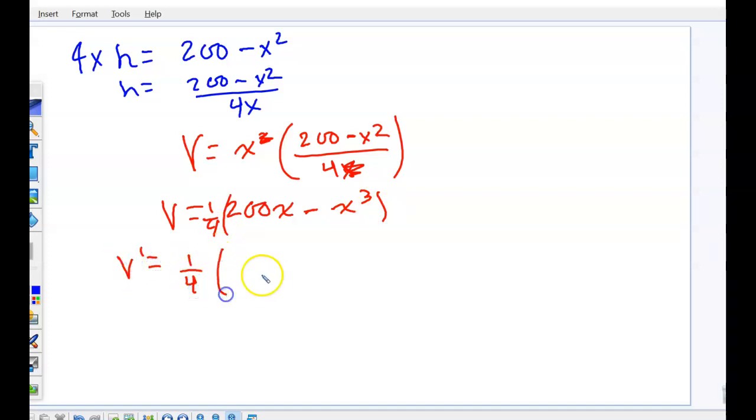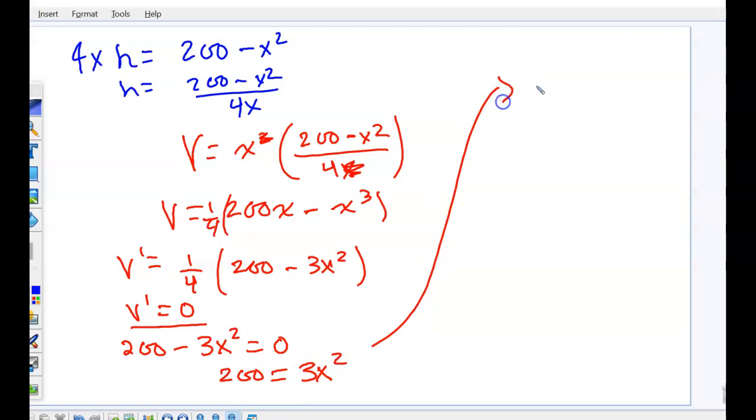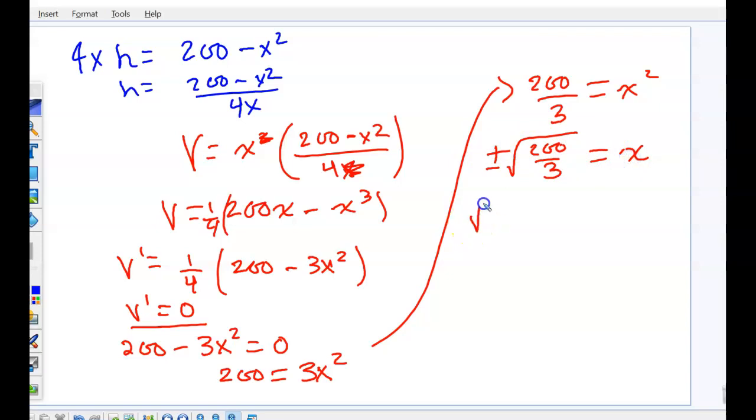Now I'm going to take the derivative, so it's going to be 1/4 times the derivative, which is 200 minus 3x squared. We want to figure out our critical numbers, so we want to figure out what makes the derivative equal to 0. So it's going to be when 200 minus 3x squared equals 0. I'm going to solve for x, so I get 200 over 3 is equal to x squared. When you square root both sides, it's actually going to be plus or minus the square root of 200 over 3. And because x is representing a distance, we know that the only possible candidate would be the positive branch.